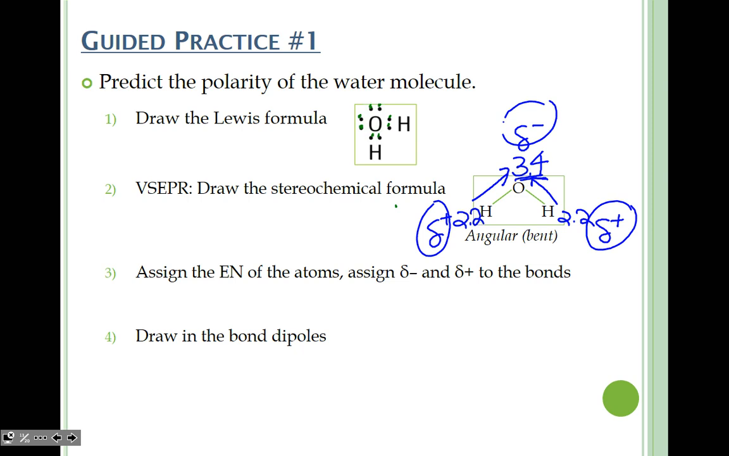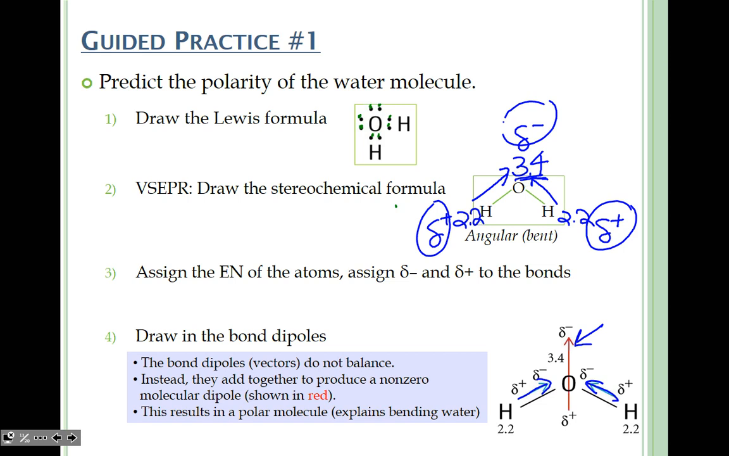Sometimes you also get this arrow here, just showing overall charge differentiation. You don't need to include that arrow, but you do need to include each dipole between each bond. So the bond dipoles, or vectors, do not balance. Instead, they add together to produce a non-zero molecular dipole, shown in red. Basically, when you're adding vectors, they're not equal. This results in a polar molecule and explains the bending in water. The way I do it is I go, okay, positive end, negative end, polar.